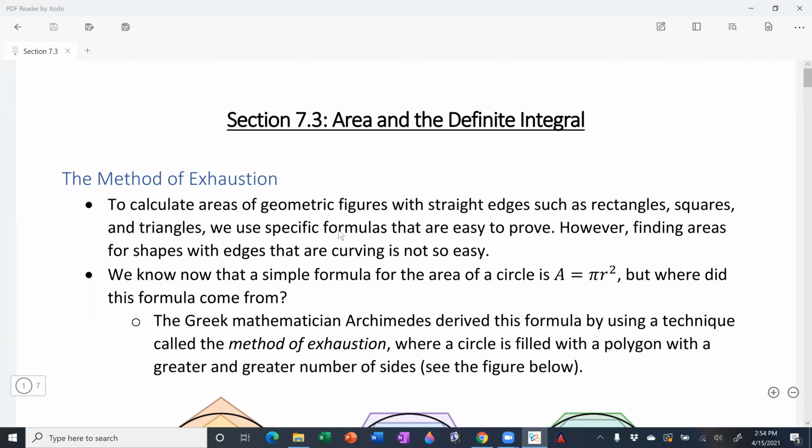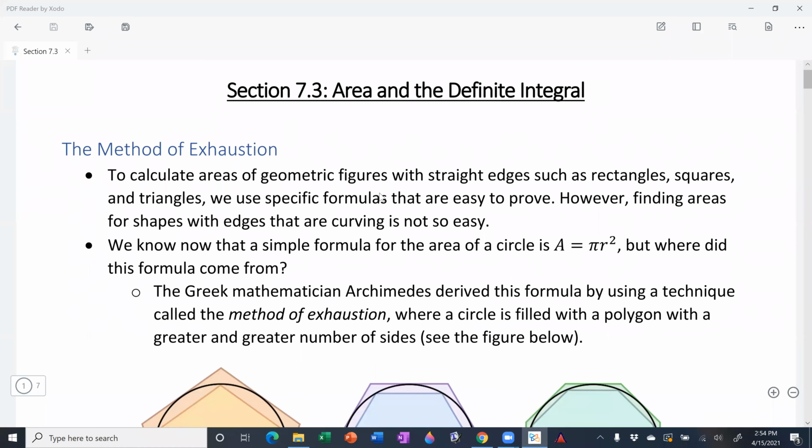Okay, section 7.3, area and the definite integral. So a little bit of background to motivate this, a little bit of a history lesson here. And this is the method of exhaustion. To calculate areas of geometric figures with straight edges, like rectangles, squares, triangles, different types of polygons, we use specific formulas that are easy to prove. The straight edges make it really nice and convenient.